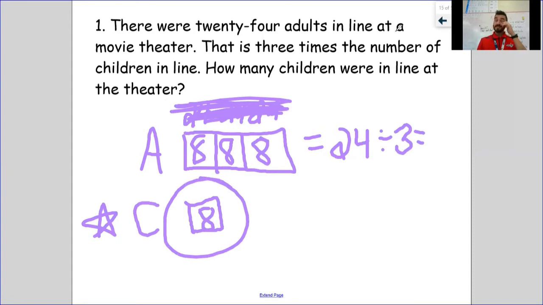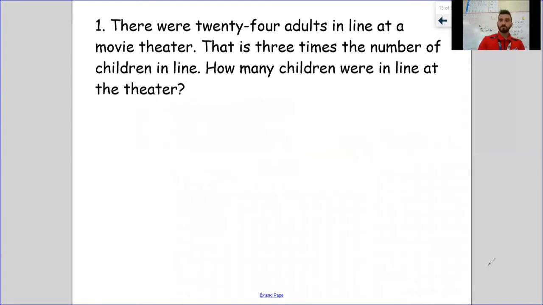What always happens here is a lot of people see 24, they see 3 times, and they do 24 times 3, and they choose their answer. Got to be careful. Use that box method. All right, so we'll look at a couple more examples.